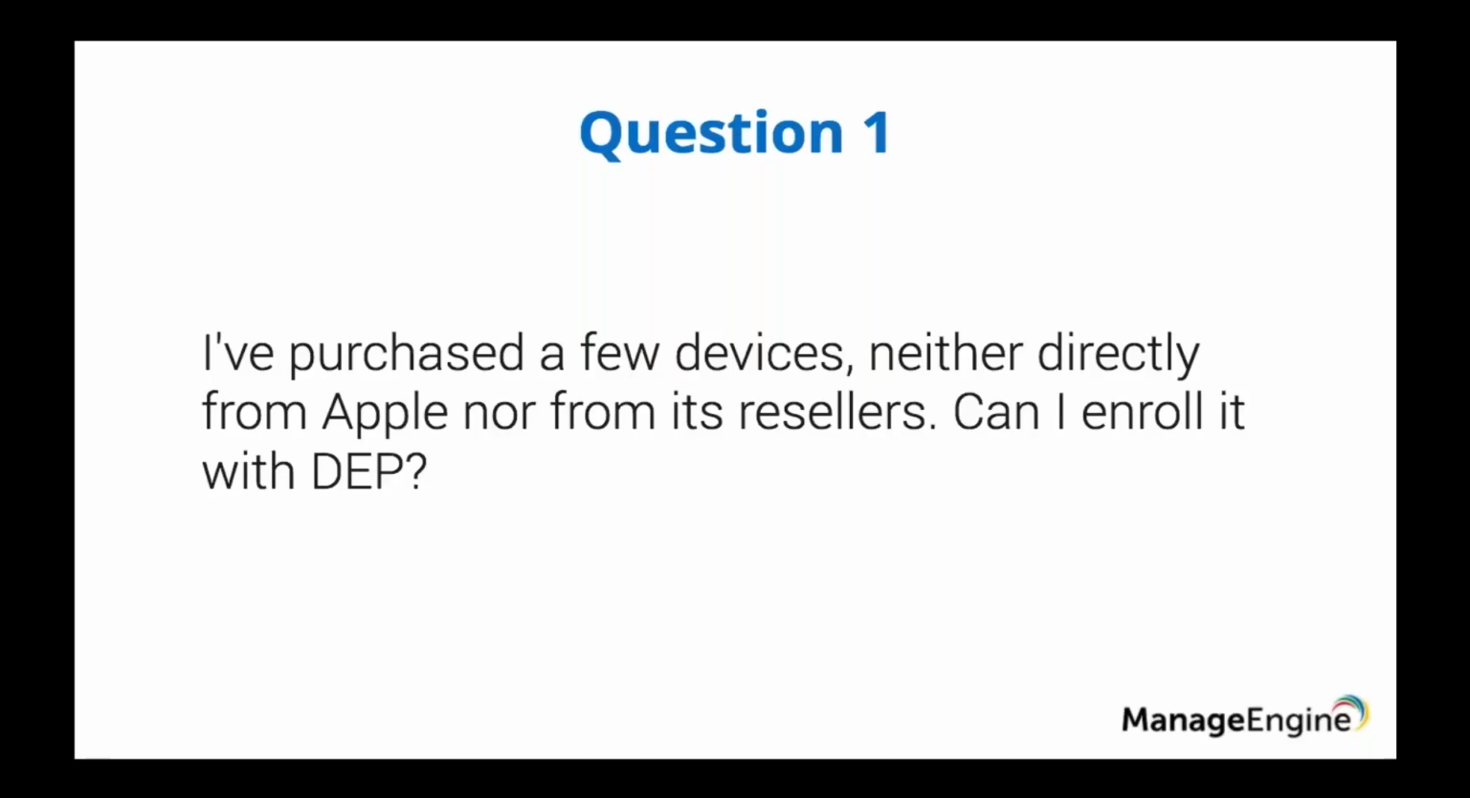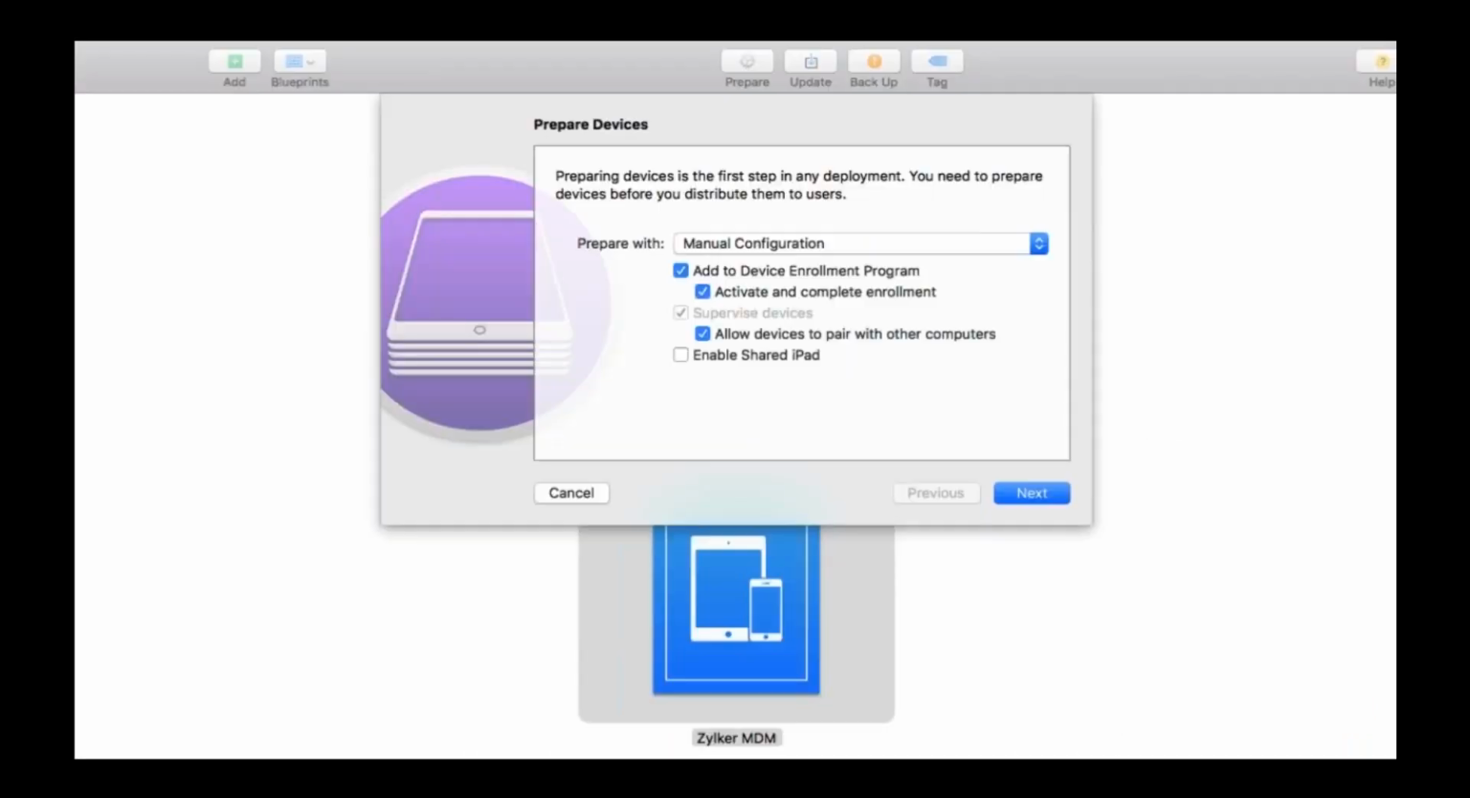In such a scenario, you need to connect these devices to the Apple Configurator, as we just saw during this presentation. Once you are planning to prepare the blueprint, there will be this option, Add to Device Enrollment Program. Once this option is selected, the devices get added to DEP through Apple Configurator. It is also to be noted that once you select this option, you will be asked to provide your DEP account credentials later during the preparation. Once this is done, the devices get added to a separate MDM server on the DEP portal.